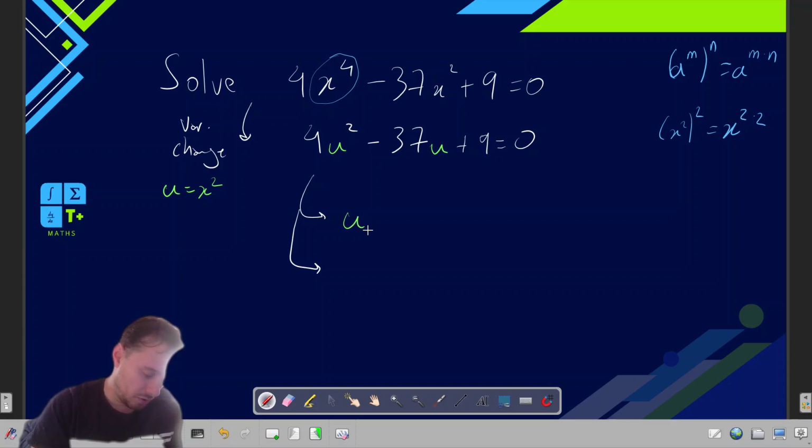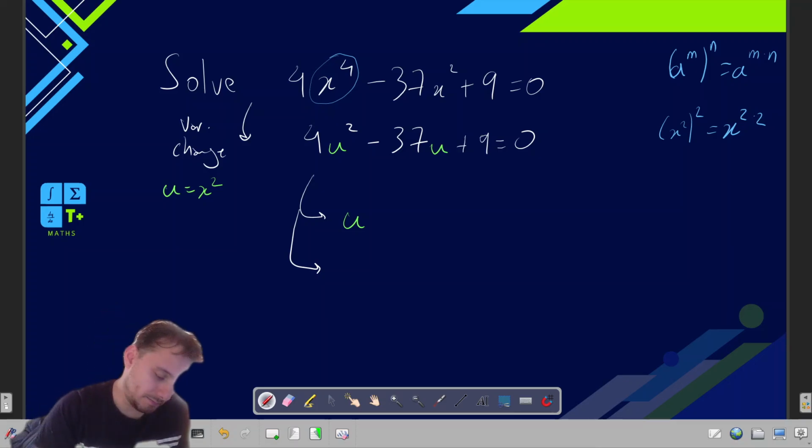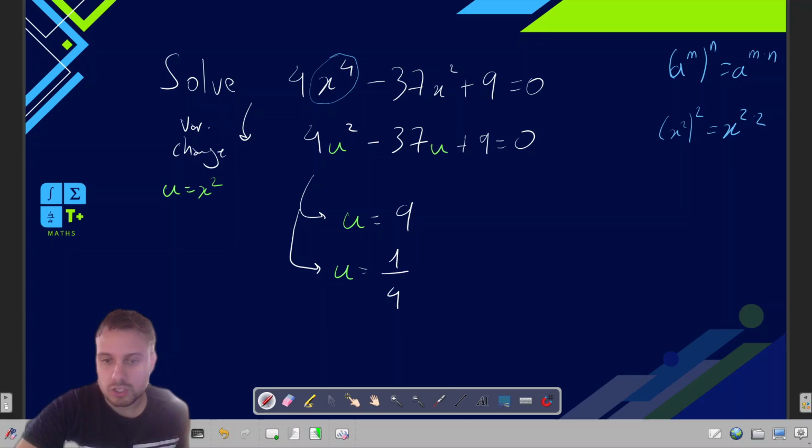Either way, you should be getting 2 solutions here. One solution for u would be 9, and the other solution for u would be 1/4. So, am I done with my process? No, because I need to turn my solutions back to x.